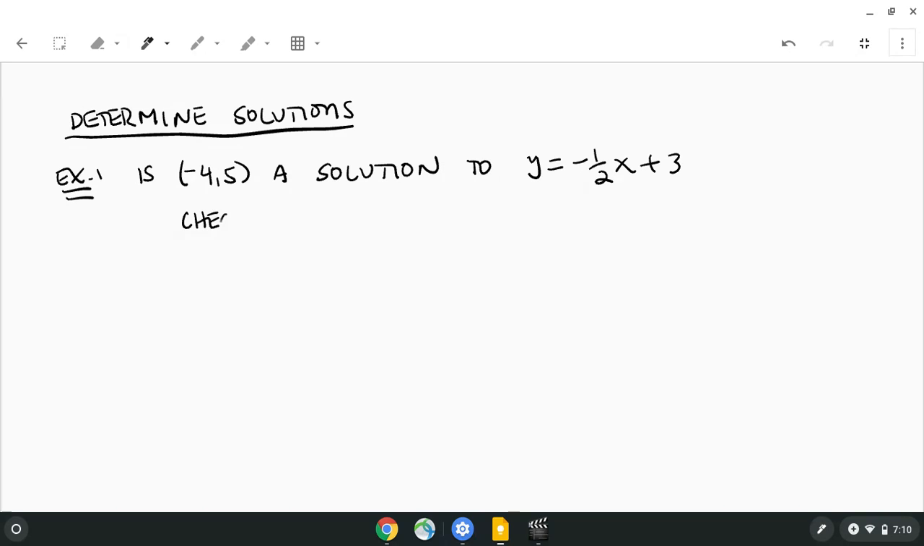The way you determine whether or not this is a solution to the equation is by taking that x and y component. Remember, this point is an xy component, and in this equation we have an x and a y. So we're going to take this xy component and substitute it in here for x and y, and see if it satisfies this equation.